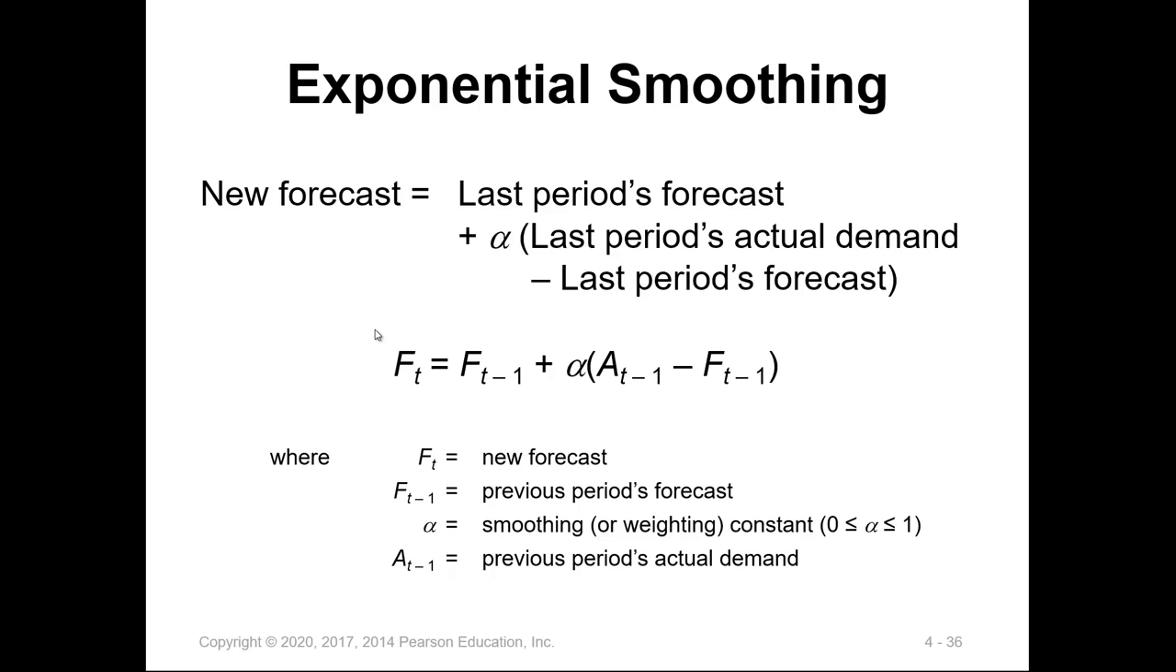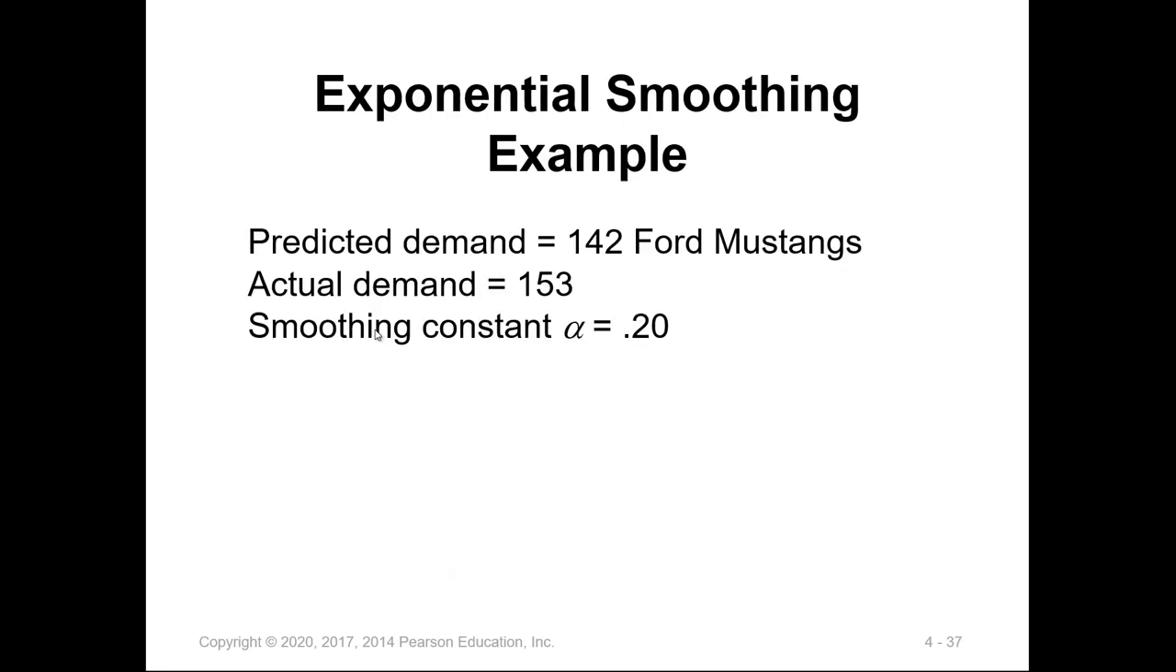The forecast using the exponential smoothing method can be calculated by adding the last period's forecast to alpha multiplied by the difference between last period's actual demand and last period's forecast, where F of t is the new forecast, F of t minus 1 is the previous period's forecast, alpha is the smoothing factor or constant, which will be between 0 and 1, and A of t minus 1 is the previous period's actual demand.